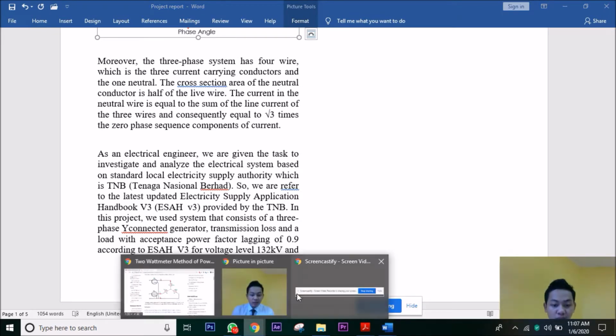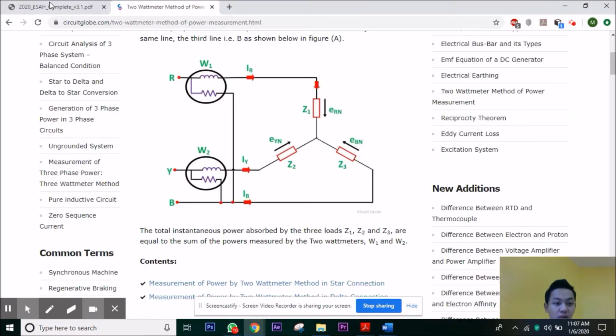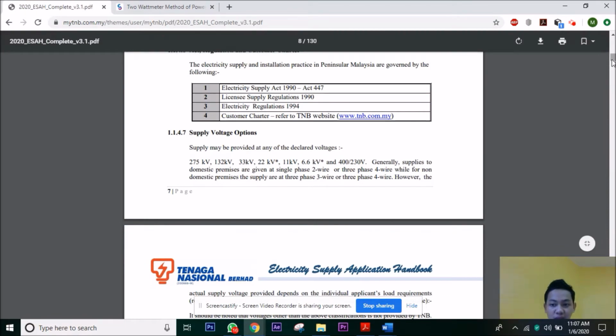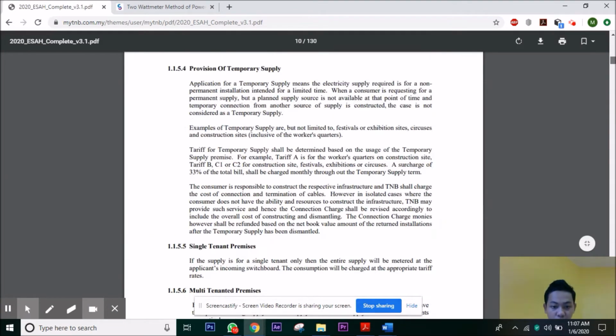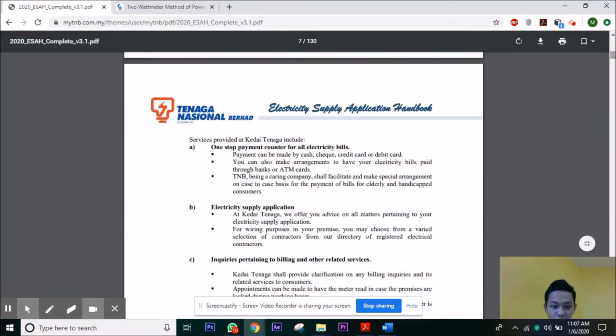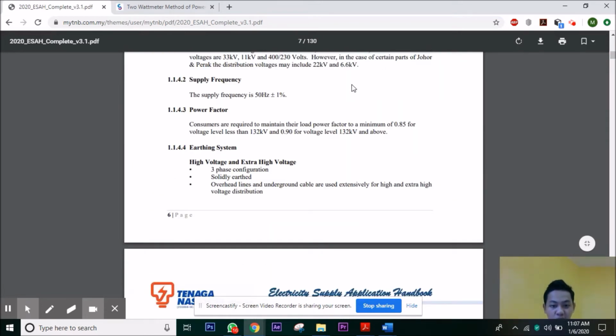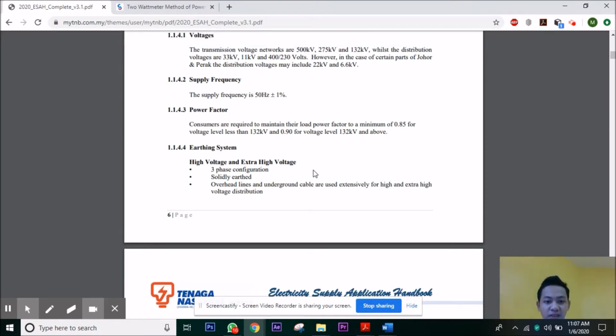Okay, this is the ISA, this is the module. It says that our supply frequency in Malaysia is 50 Hz, and 0.9 for voltage level of 132 kV and above.